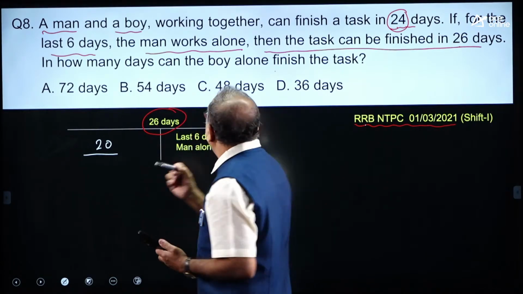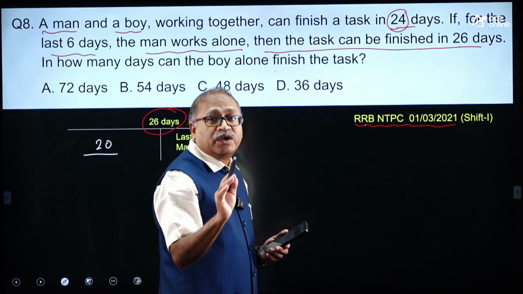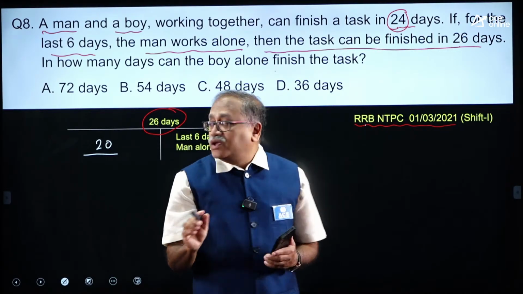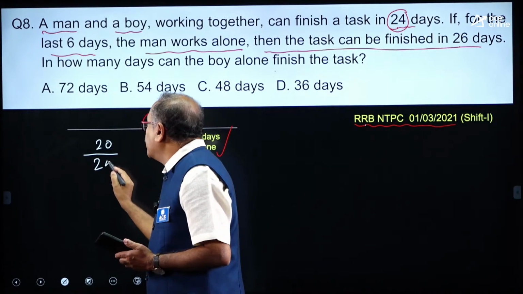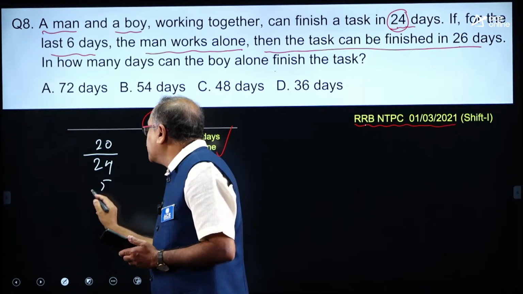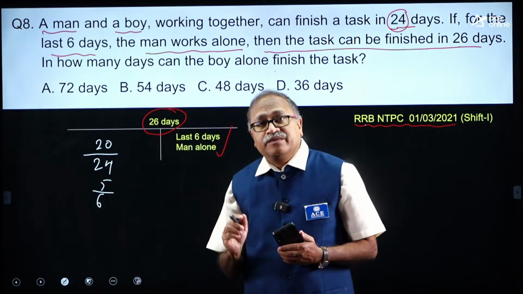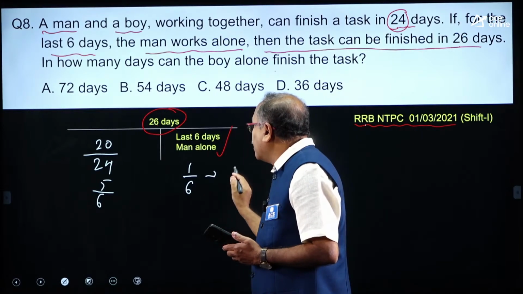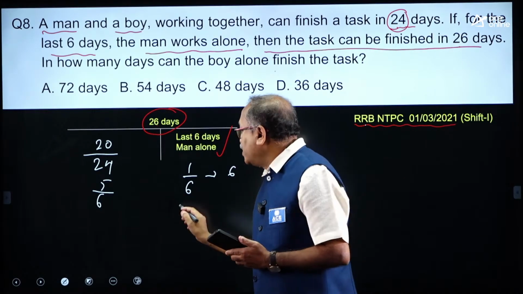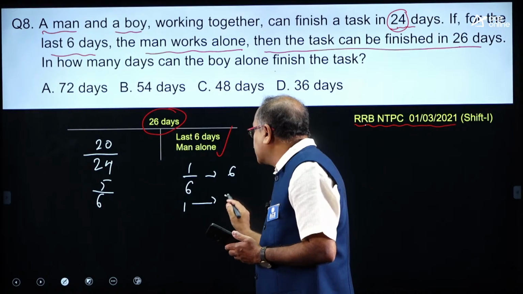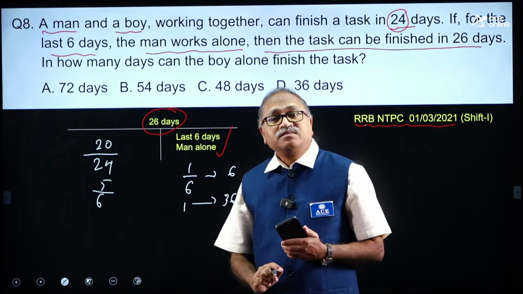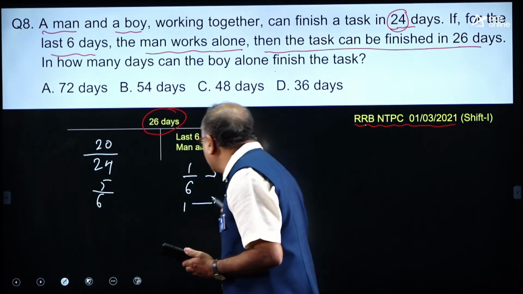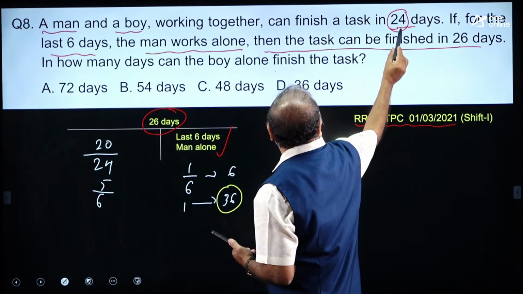Together in one day they do 1/24 of the work, so in 20 days, 20/24 of the work, that is 5/6 of the work, is completed. So the man has completed the remaining work, 1/6, in how many days? 6 days. Then one whole work takes 6 into 6, that is 36 days. Now I know that the man can complete one work in 36 days.